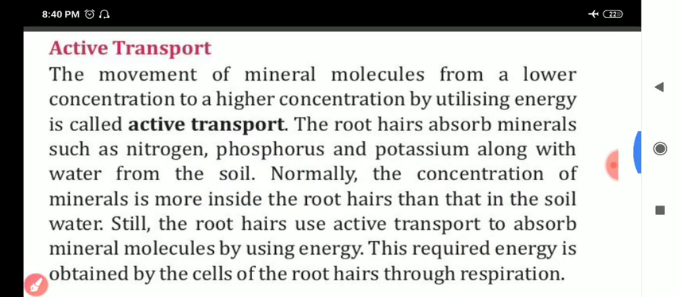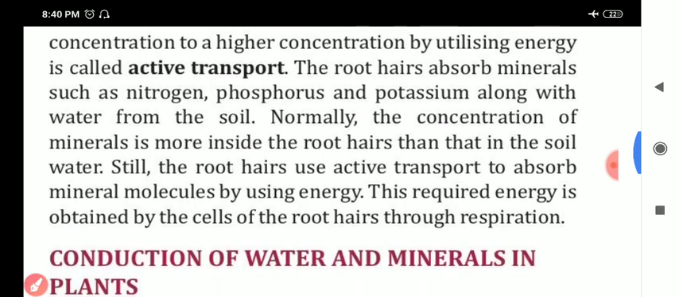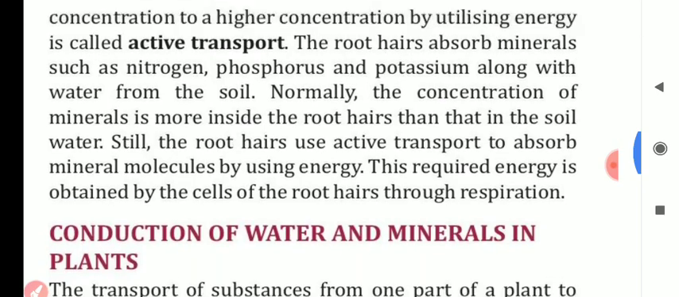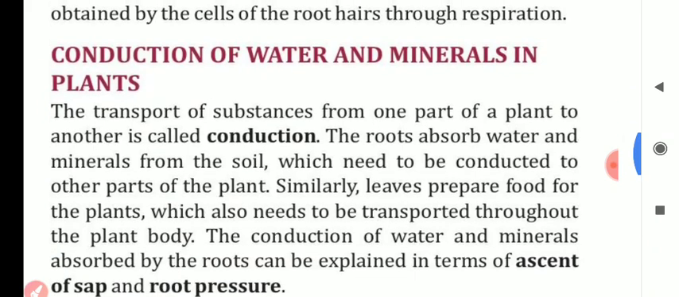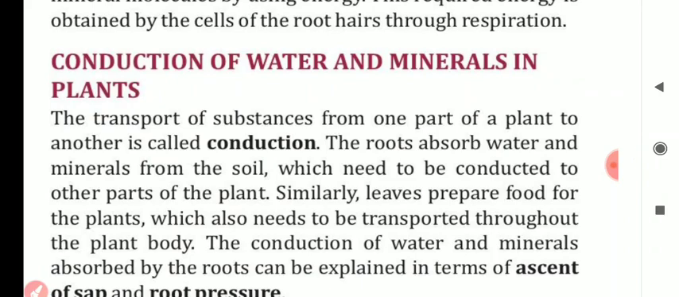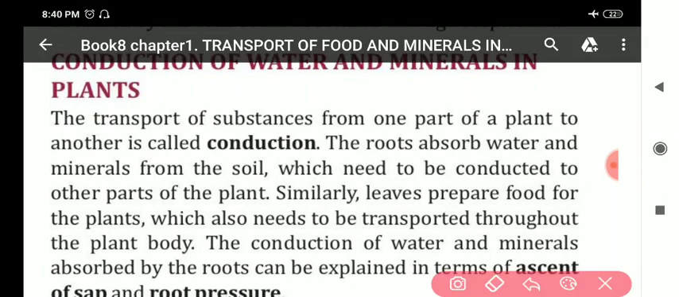So, minerals are absorbed by two methods, one is diffusion and the other is active transport. Next, we shall discuss conduction of water and minerals in plants. First, what is conduction? The transport of substances from one part of a plant to another is called conduction. Clear?